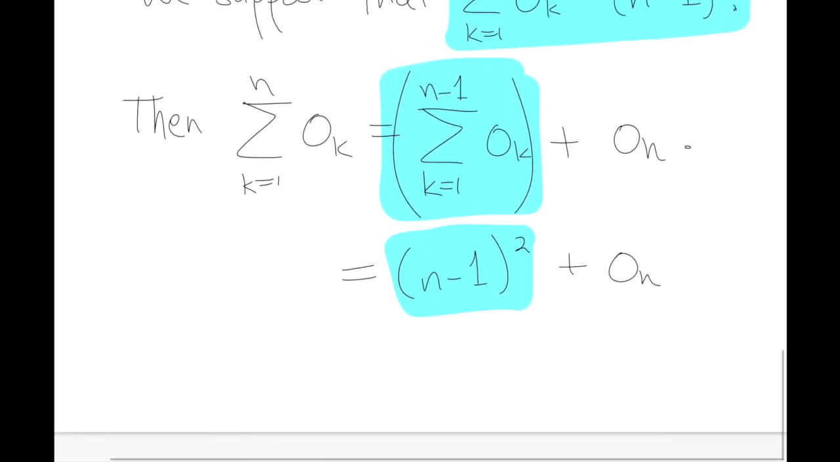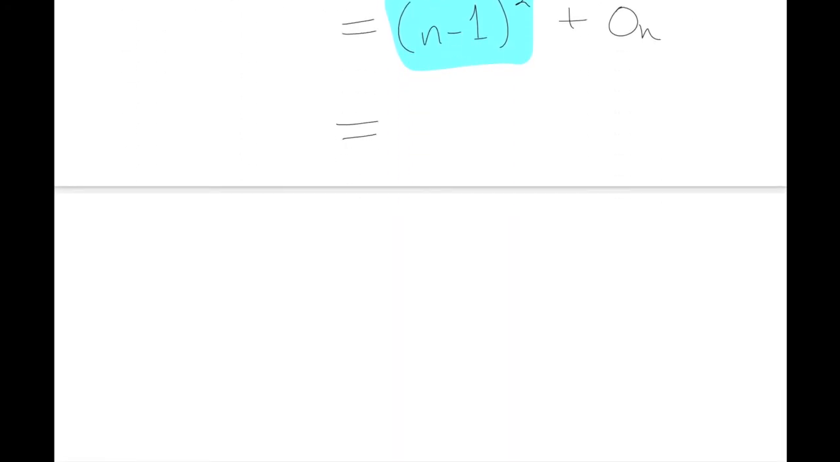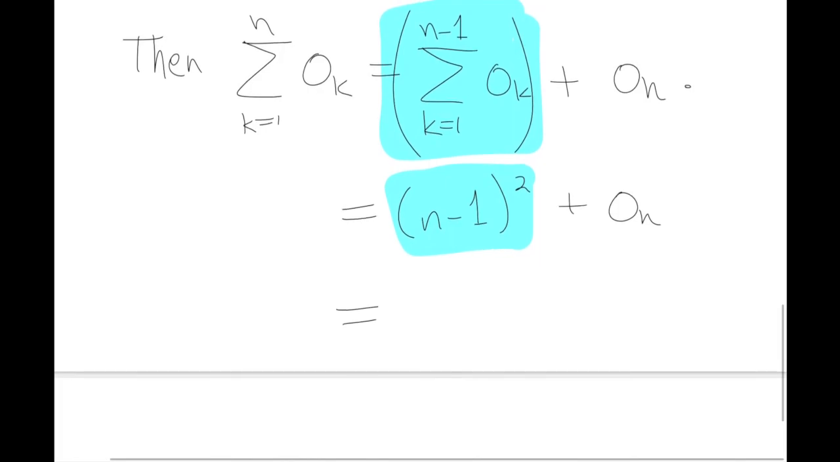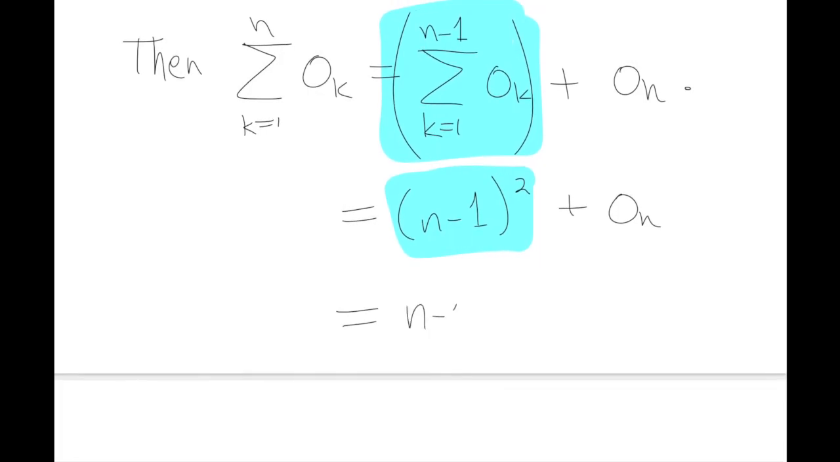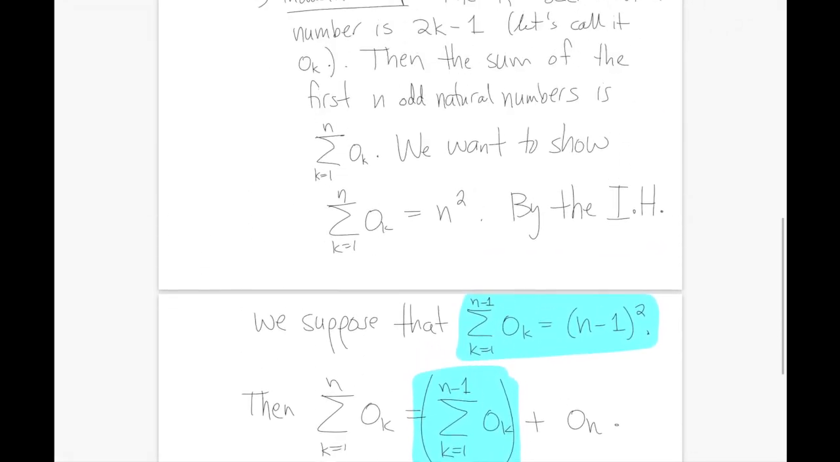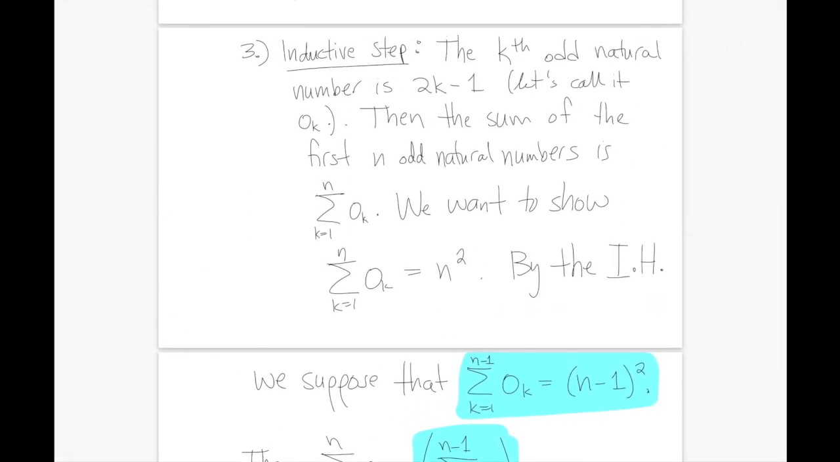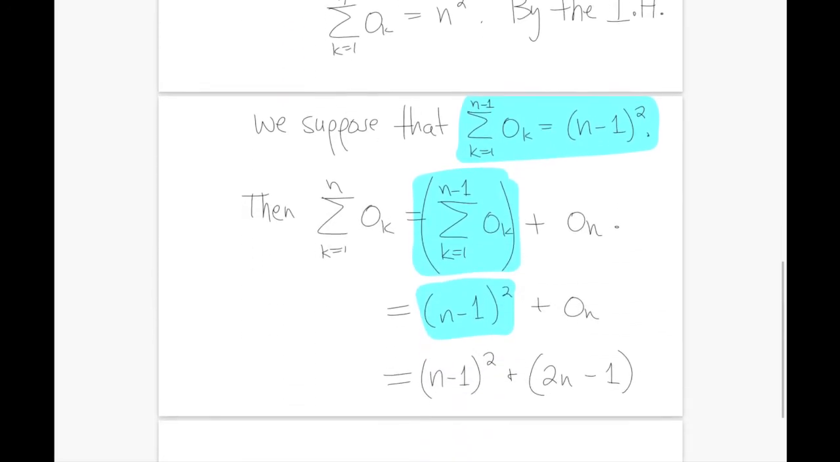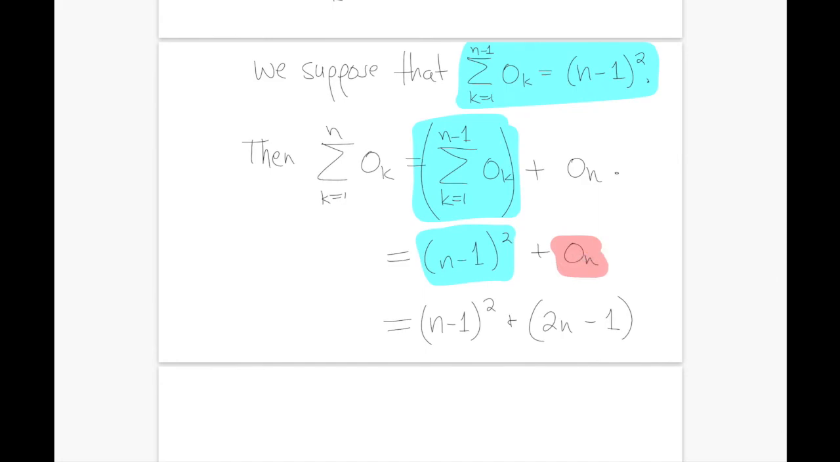And then from there, we say, well, by our definition of the nth odd natural number, this O sub n is just going to be 2n minus 1, right? That's what we said O sub n is. We said up here that the kth odd natural number is 2k minus 1, so we would call that O sub k. So that means that O sub n is really just 2n minus 1. It's the nth odd natural number.